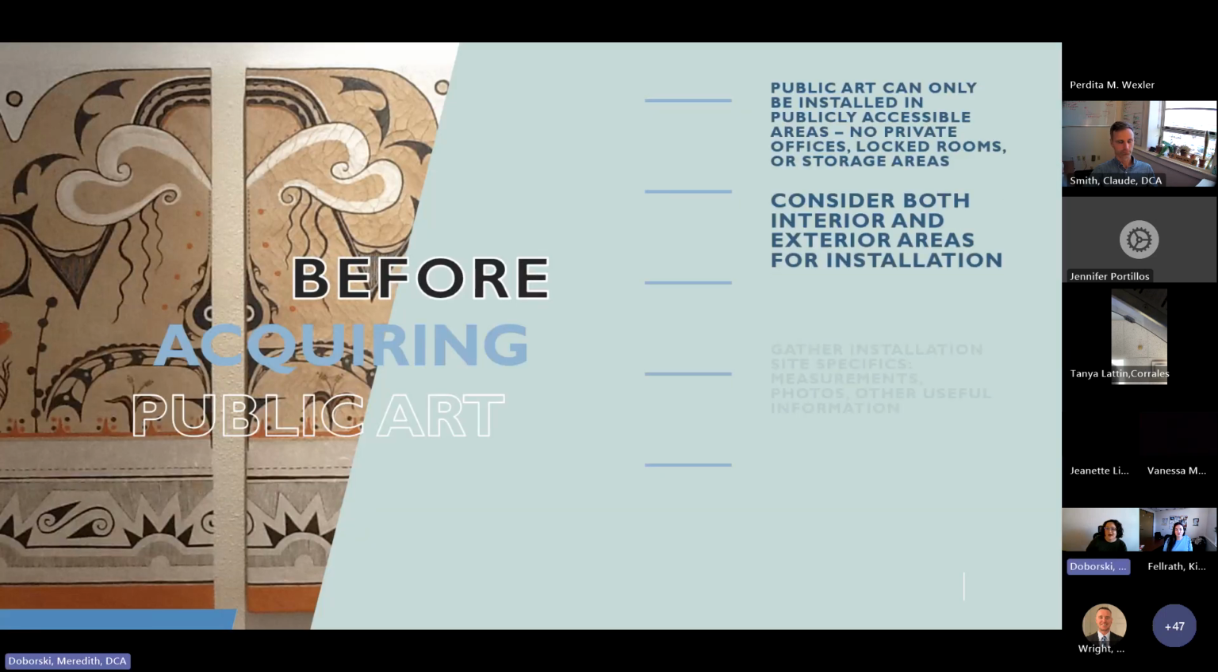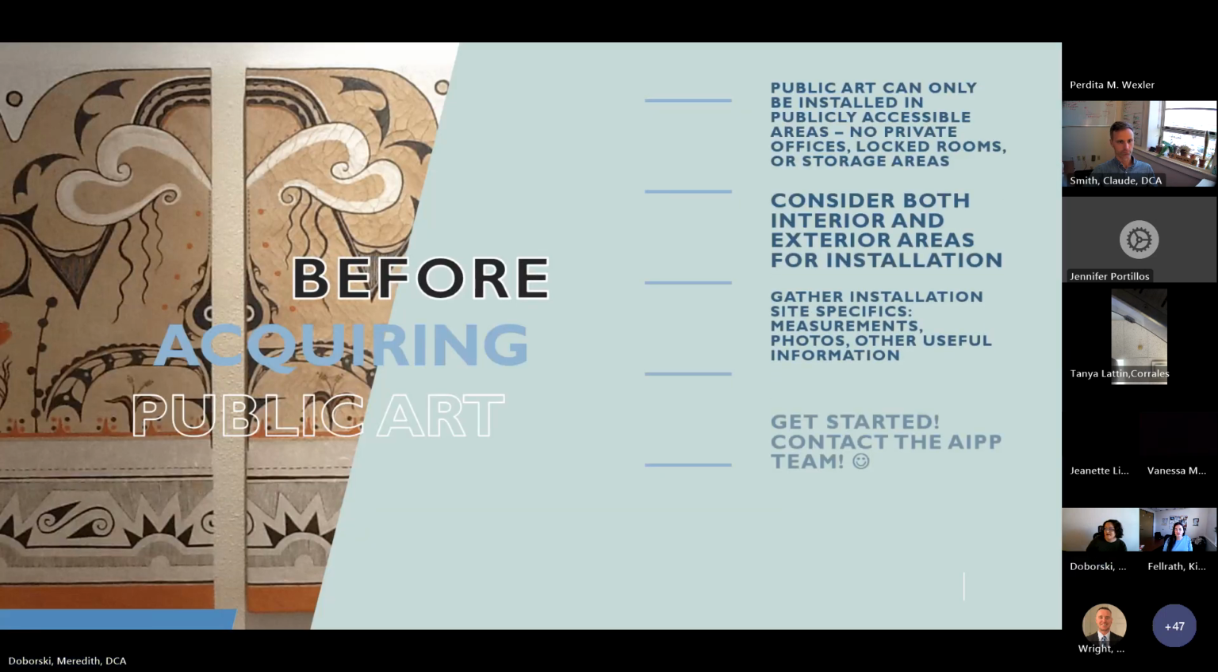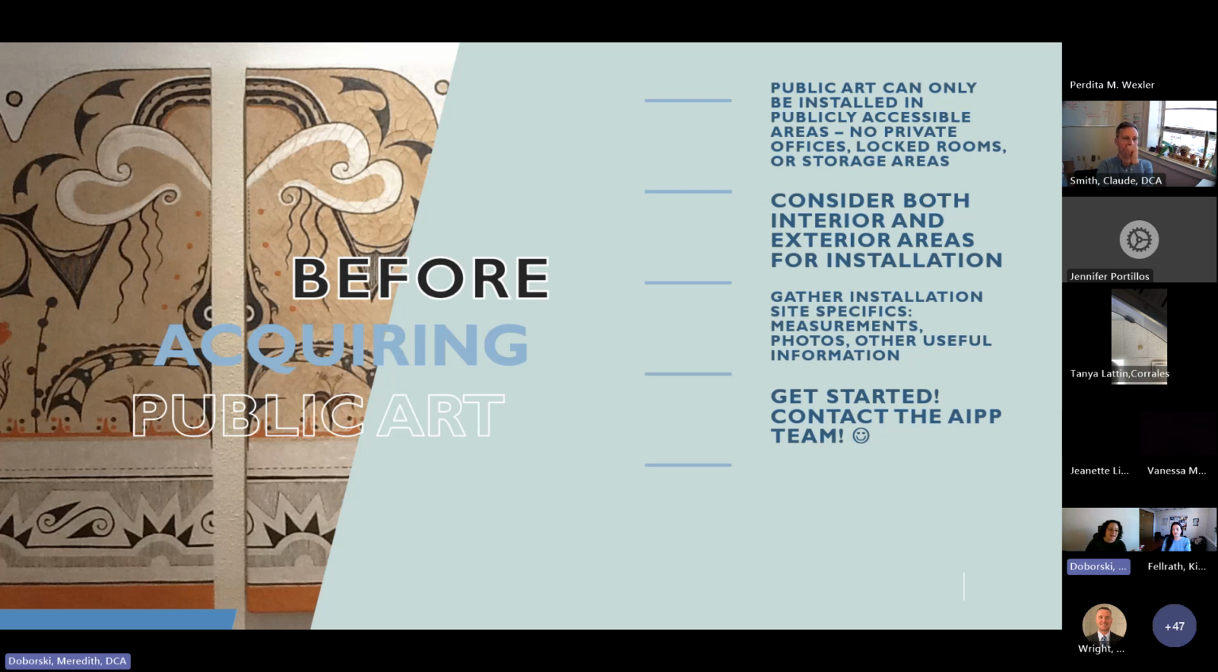Now, before you acquire public art, a few things to consider. Public art can only be installed in publicly accessible areas of your building. So we can't put art in any private offices. We can't put artwork in any locked areas or storage rooms or anything like that. So we're looking for hallways, conference rooms, lobbies, maybe even externally.